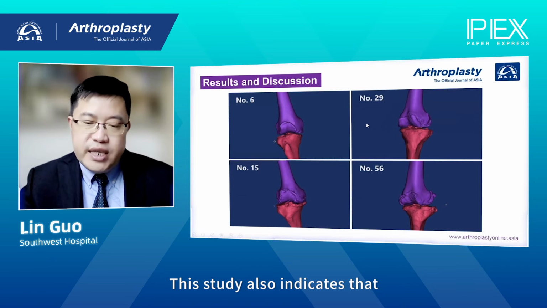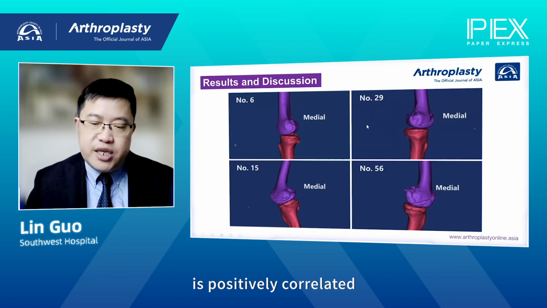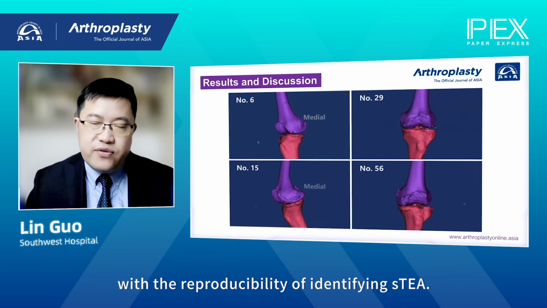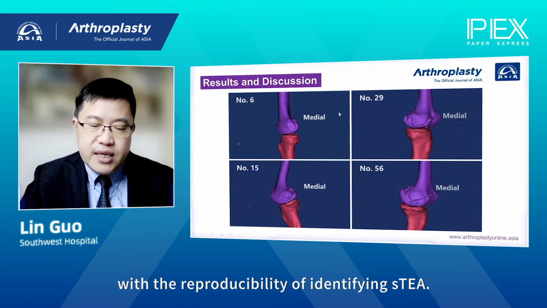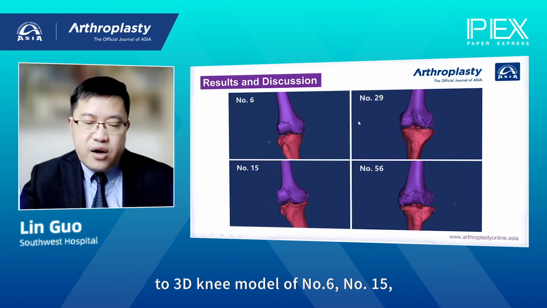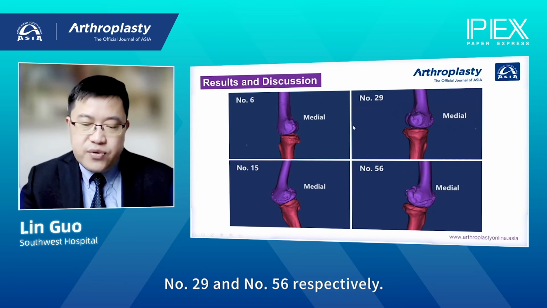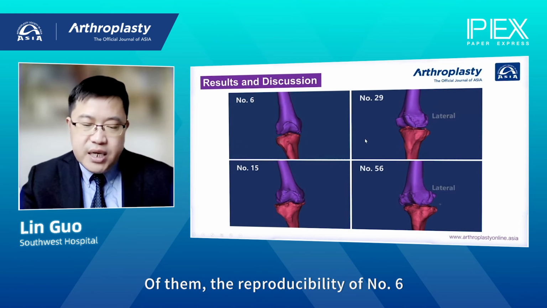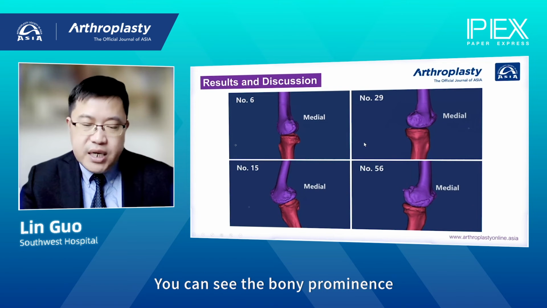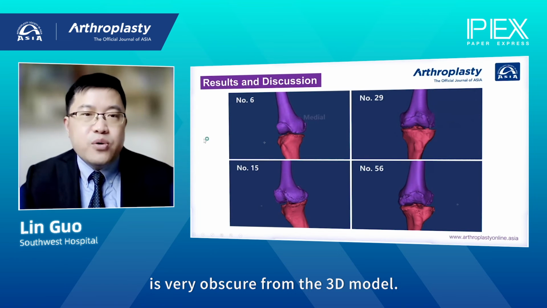This study also indicates that visibility of bony anatomical landmarks is positively correlated with the reproducibility of identifying the STEA. The above four dynamic graphics are the 3D knee models of number 6, 15, 29, and 56, respectively. Of them, the reproducibility of number 6 and 15 were poor. You can see the bony prominence is very obscure on the 3D model.